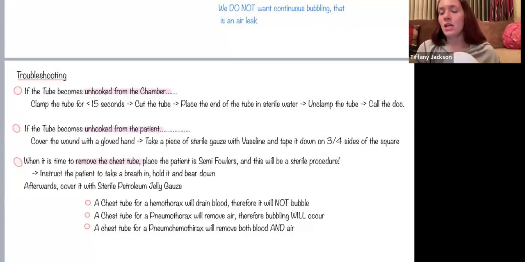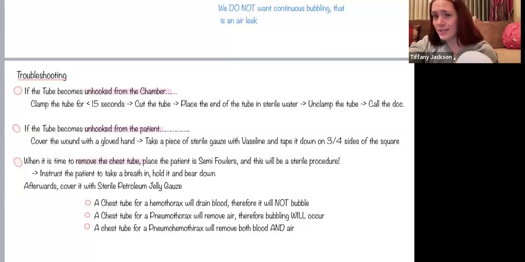When it is finally time to remove a chest tube from a patient, make sure we place them in semi-Fowler's. This will be a sterile procedure. We're going to instruct the patient to take a nice deep breath in, hold it, and bear down. As they're doing that, we're going to remove the tube. Then we're going to cover it with sterile petroleum jelly gauze.